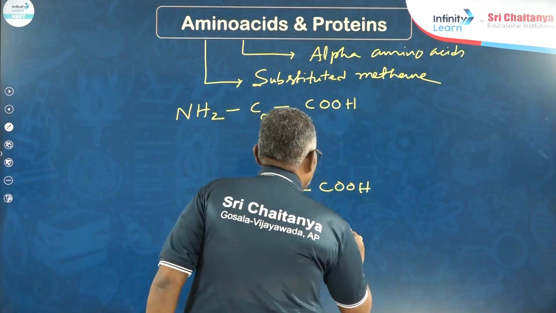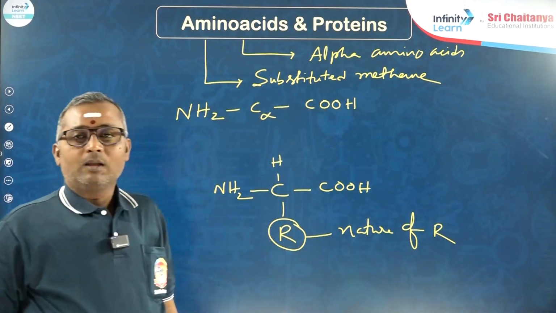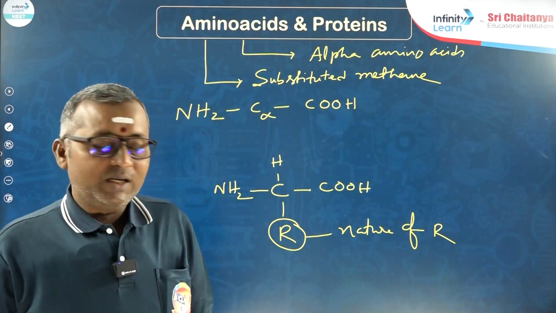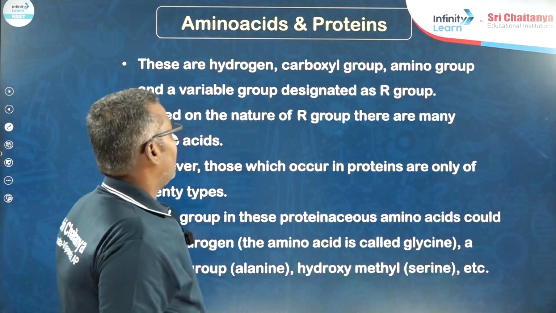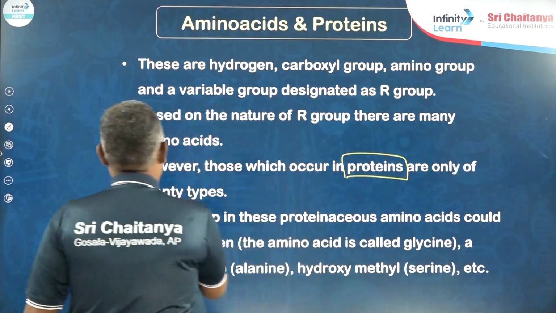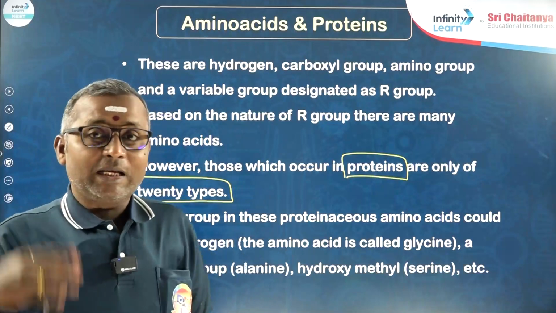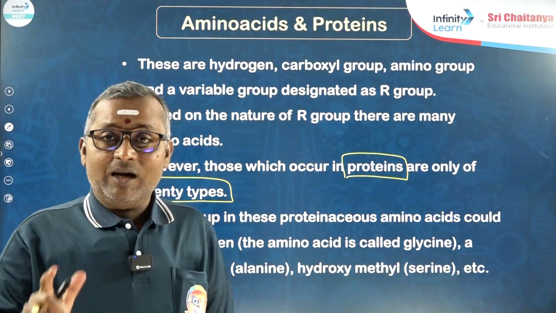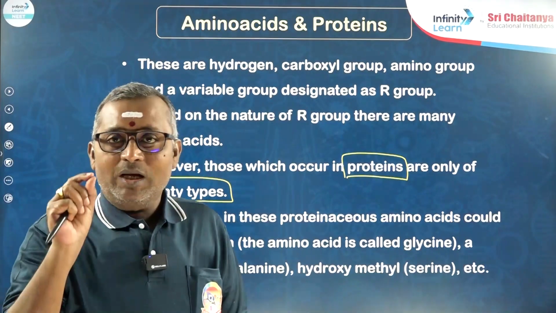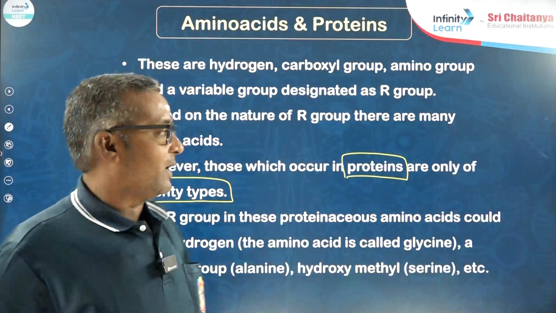Depending upon the nature of the R group, many types of amino acids have been identified, out of which only 20 types of amino acids are present in the proteins. Proteins contain only 20 types of amino acids, even though more than 700 types of amino acids are present in living tissues. Out of these, only 20 types are present in proteins. So, these are called proteinaceous amino acids.